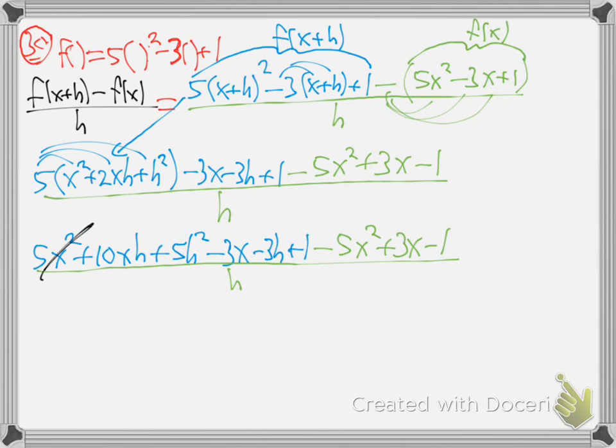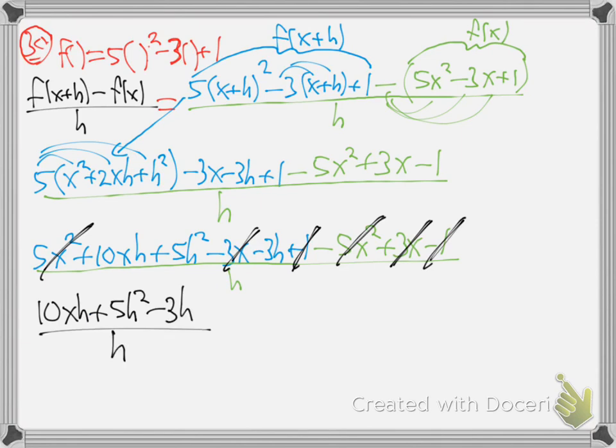So 5x squared, he doesn't have an h. He better cancel. He does. Minus 3x, he doesn't have an h. Yep, he does. 1 better cancel, no h. Yep, he does. See all the non-h terms. This will always finish this way with a difference quotient. That is, the non-h's will drop out. Everything left will have an h. So you can cancel 1 h from everybody with the h on the bottom. That'll leave me with 10xh plus 5h squared minus 3h all over h, and then you cancel 1 h from each of those, and you get 10x plus 5h minus 3.